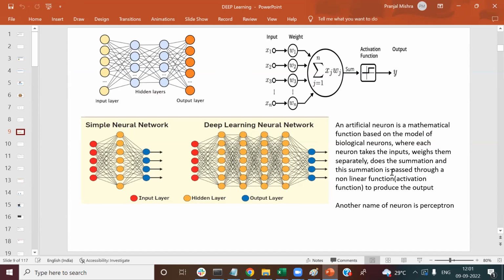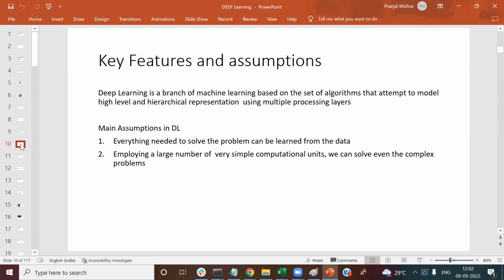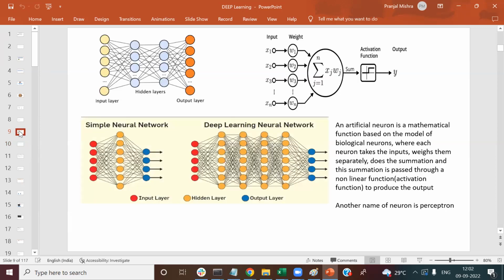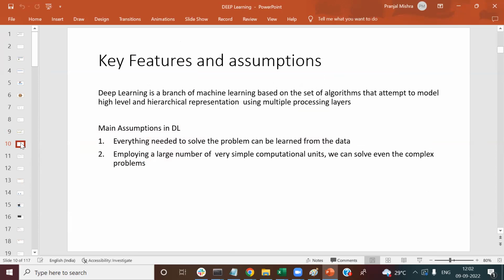and where it is passed and how it is passed. All these things we will learn separately, and then we will combine them, and then you will understand the entire concept. Okay. So key features and assumptions. Let's move forward. Remember this slide number 9. As of now, you don't understand, but a day will come when you will understand. And if you understand that, probably you understand the neural network. Key features and the assumptions.